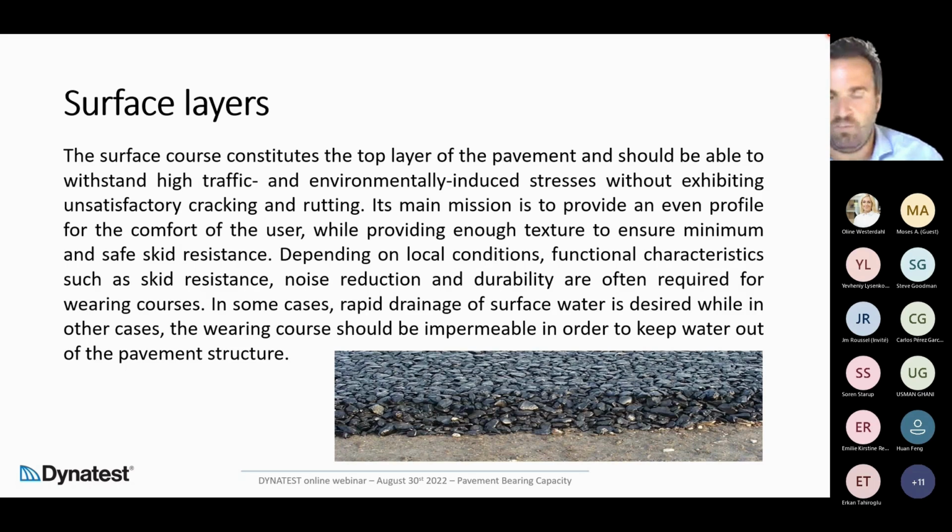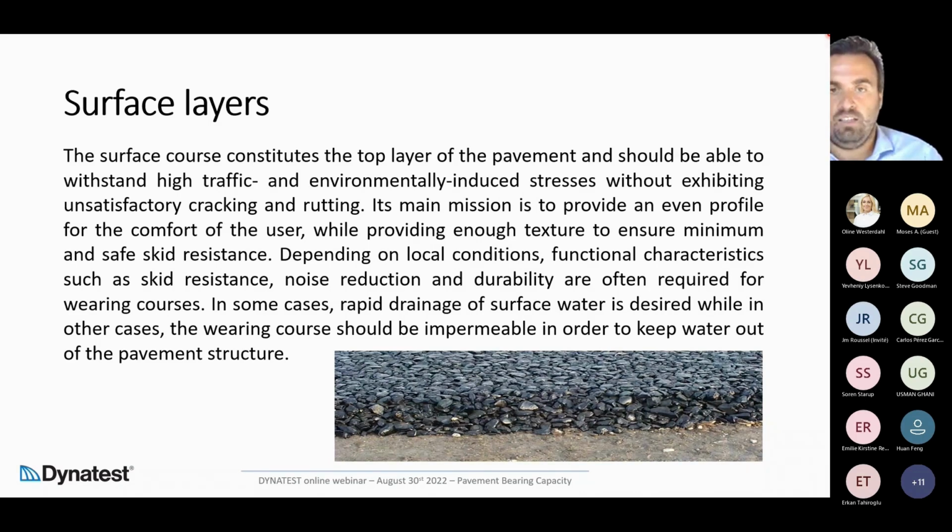So the surface layer is very important, constitutes the top of the pavement, and should be able to withstand high traffic and environmentally induced stress without exhibiting unsatisfactory cracking and rutting. But very often this cracking and rutting that appears on top is not due only to the surface layer, but to the entire pavement. And it depends also on the local conditions, which are very important. Local conditions are temperature and weather conditions, and the weather conditions, of course, also affect the subgrade.